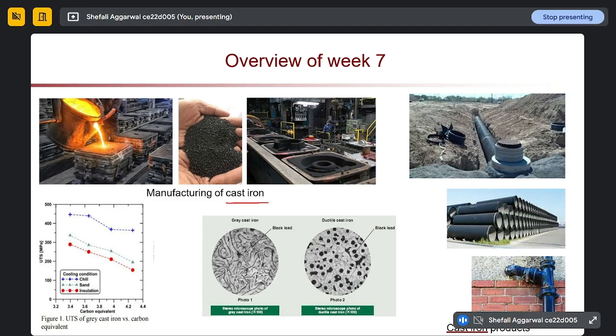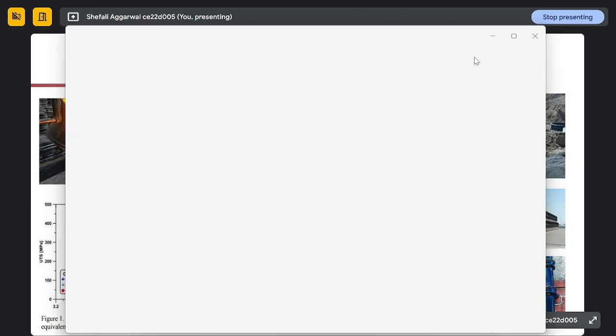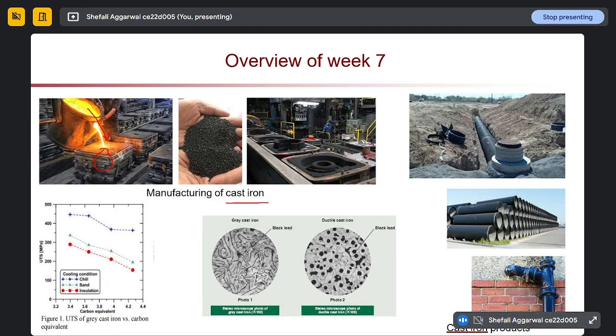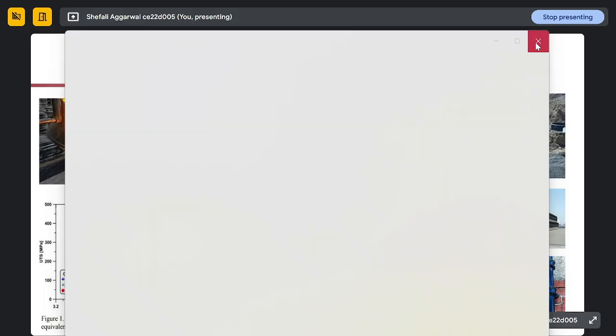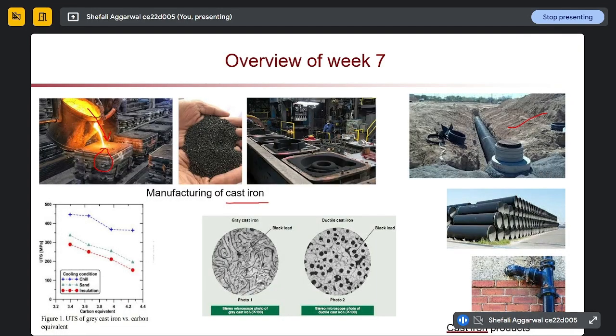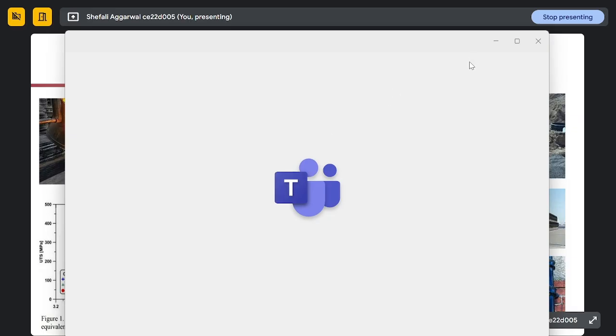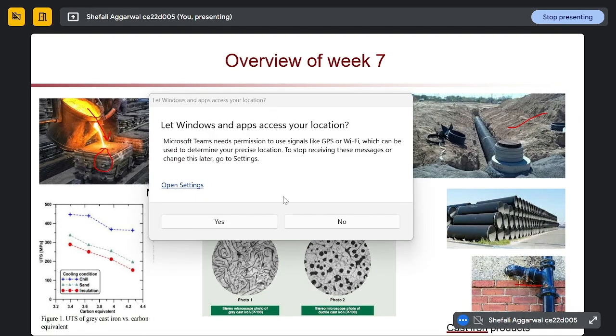Sand is filled in this mold and some shape is created inside. Imagine a circular shape is created, and then this molten iron is poured into it and we get the iron from this type of mold. So that is cast iron. In the construction industry, we use this cast iron mainly for sewer pipes, or for pipelines and all.